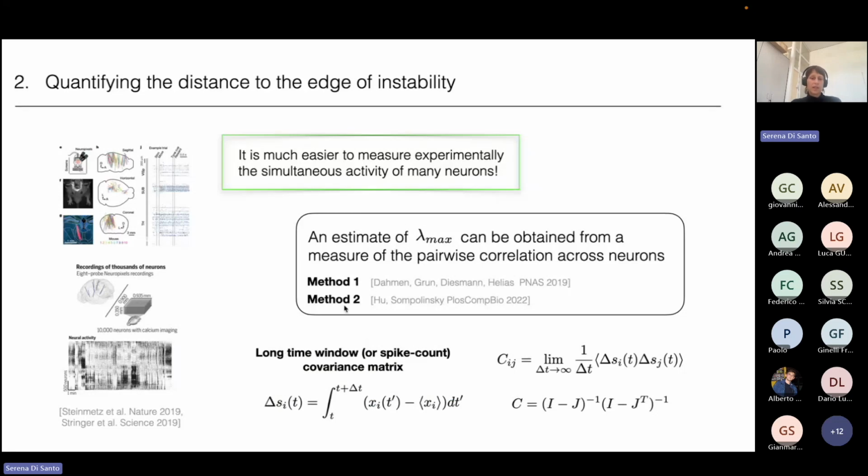Okay, and I'm going to present two methods, one from David Dahmen and colleagues in the group of Moritz Helias, and one from Yu Hu in the group of Haim Sompolinsky. For both methods, what one does is to define this long-time window covariance matrix. So basically, first of all, one defines a long-time window, this delta t, and integrates the activity over this whole time window. And then one measures the covariance across these time integrated signals. And this is what we call long-time window covariance matrix. And this matrix has a simple relationship, as you can quite easily see, with the connectivity matrix, J.